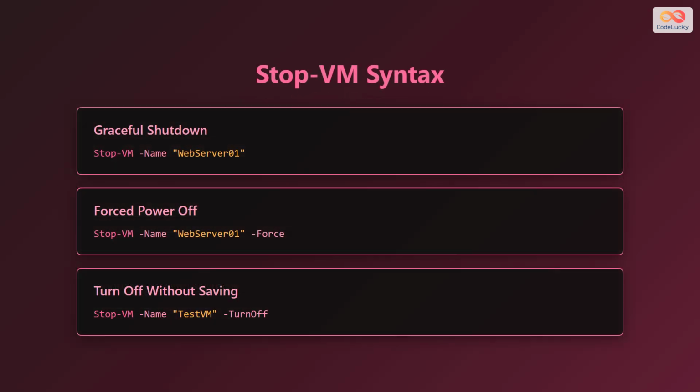Here are the main syntax variations for Stop-VM. By default, Stop-VM -Name "WebServer01" performs a graceful shutdown. If you need to force the shutdown without waiting for the guest operating system, add the -Force parameter. For an immediate power off that's even more abrupt, use the -TurnOff parameter. This is equivalent to pulling the power cord and should be used cautiously, as it can potentially cause data loss or corruption if the VM has unsaved work.